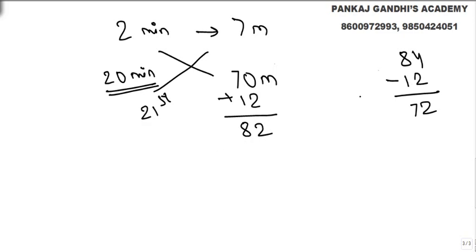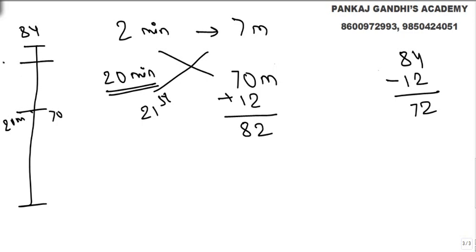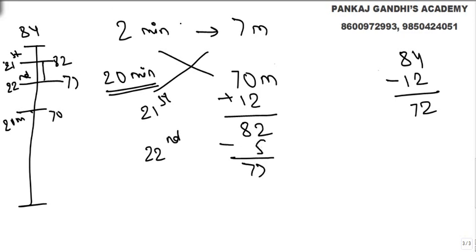It has not reached the top. Top is 84. Height is 84. In 20 minutes we got 70. In the 21st minute it has reached 82. It is not the top, so next minute it will come down. In the 22nd minute it will come down 5, minus 5, 70. In 2 minutes 7, how many minutes? 72 is not a multiple of 7, so we took the multiple of 7, 70. Next minute it goes up 12, not the top, so next minute it slips down.